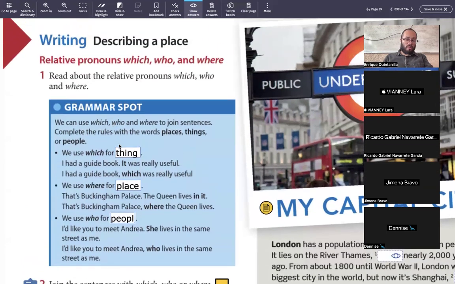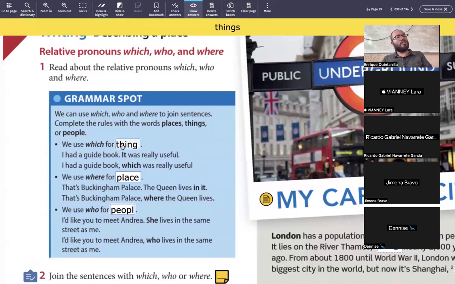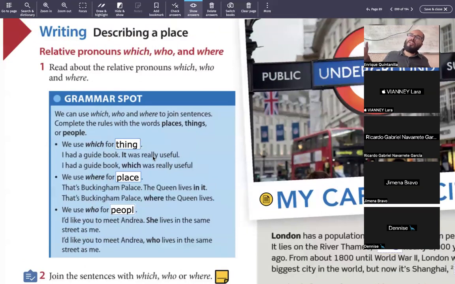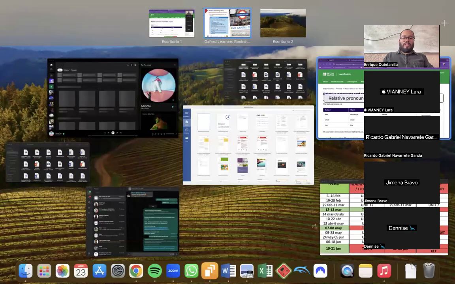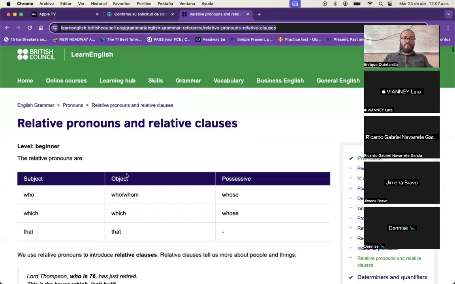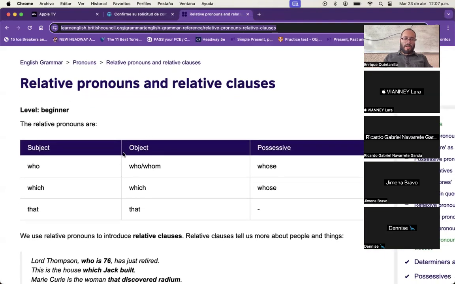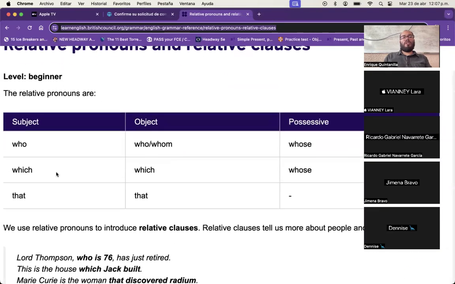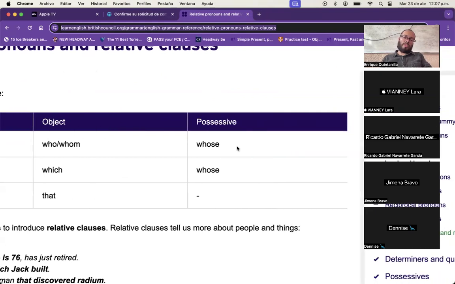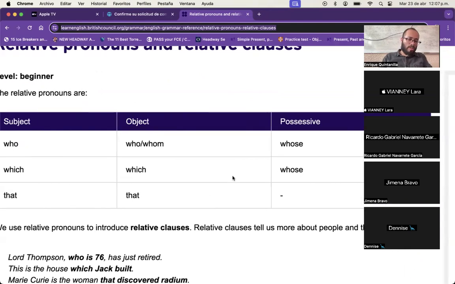Relative pronouns or relative clauses. Relative clauses join two sentences, no? So let's start with this. The relative pronouns are who, which, that. That is for subject, no? For object, who, whom, which, that, and for possessive, whose, no?